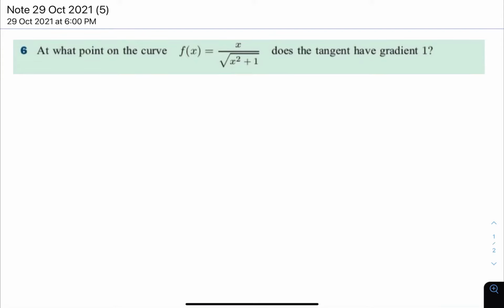Okay, so we have to find at what point on the curve f of x equals x over root x squared plus 1, the tangent has gradient 1. So we have to find the point on this curve. The first thing we have to realize is that we need differentiation.